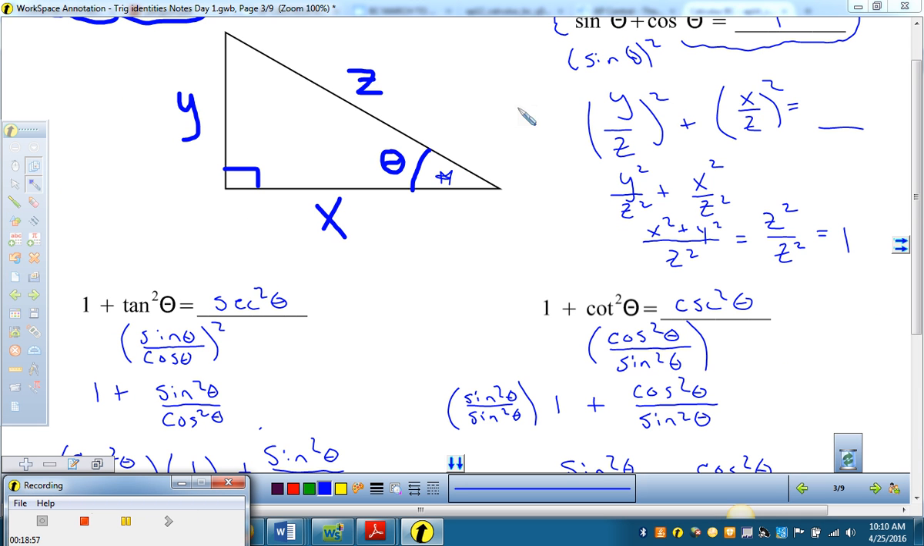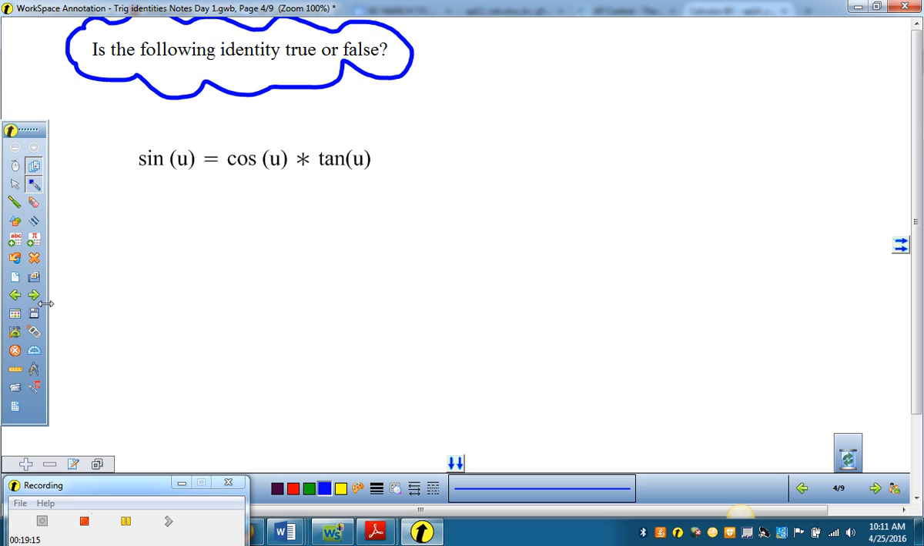All right, now you have this table of all of these identities. And we're going to use these pieces of information to help us simplify expressions and to prove that certain identities are true. So we're going to start with a nice little basic one. Is the following identity true or false? Sine u equals cosine u times tan u. Yeah, we can use any symbol for angle we want. We can use u, beta, x's, omega.